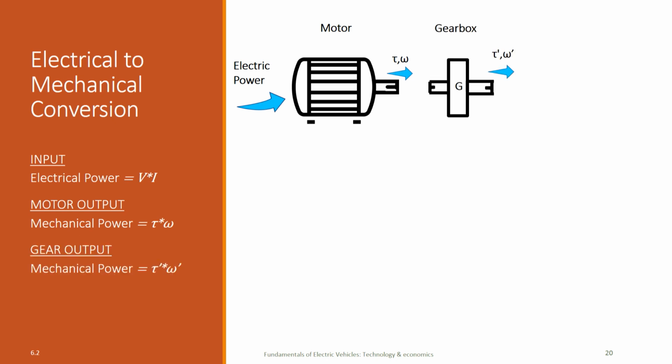Now, normally I want much more torque at a much slower speed. So, I introduce what is called a gearbox, which can be described as a speed reducer or it can be described as a torque multiplier before I can connect it to the vehicle.